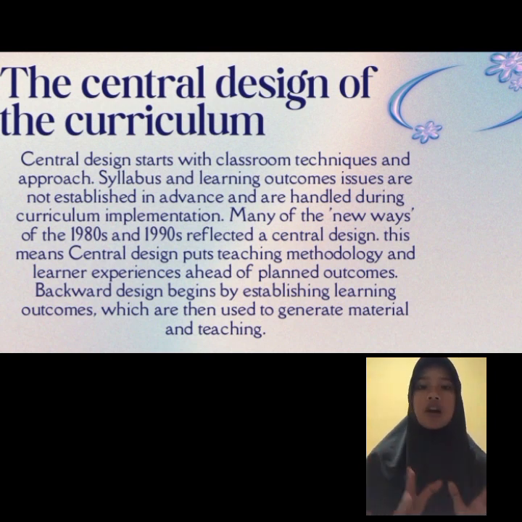Central design starts with classroom techniques and approach. Syllabus and learning outcomes issues are not established in advance and are handled during curriculum implementation.